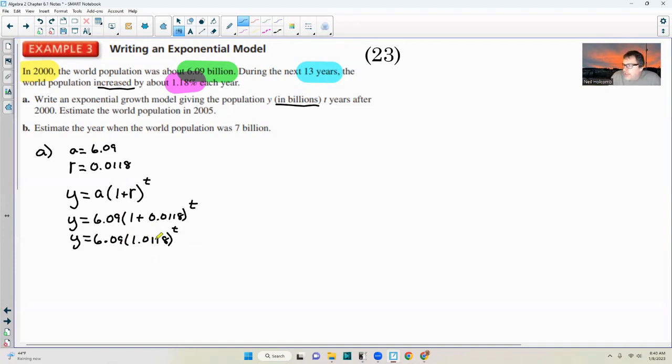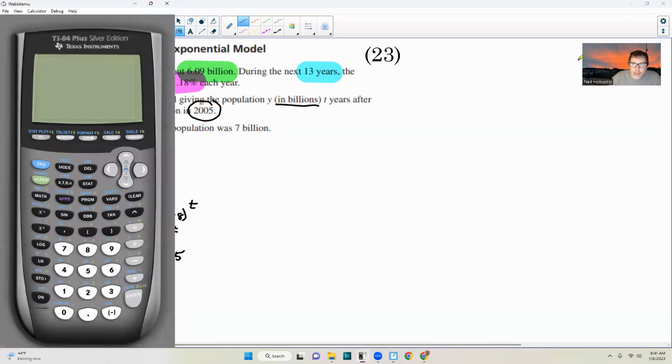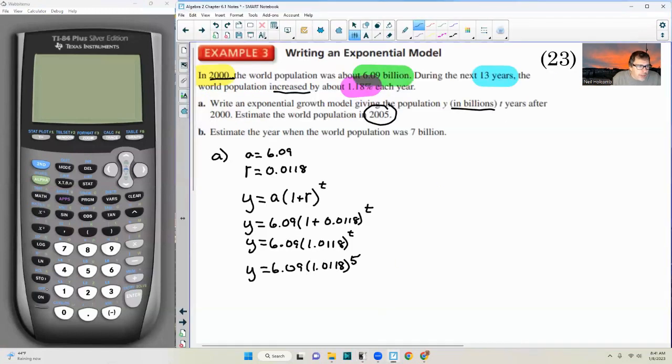All right, so now it says using this model, estimate the world population in 2005. Well, 2000 is t equals 0. So now I want to find out what this is when t is 5. So y equals 6.09 times 1.0118 to the power of 5. And I'm going to put that in my calculator. So let me open my calculator up and move this.